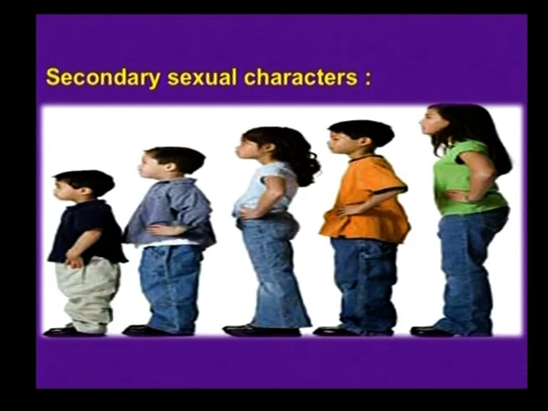In girls, breasts begin to develop, whereas in boys, facial hair, moustaches and beards begin to grow. Hair starts growing on the chest of boys. In both boys and girls, hair grows in the armpits and at the genital region. These characters are called secondary sexual characters.